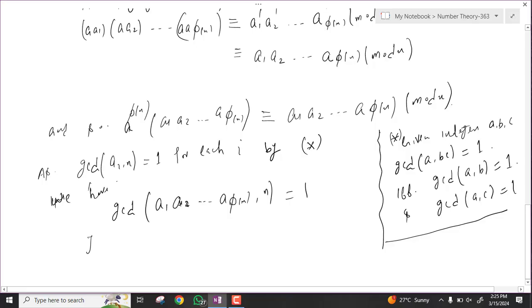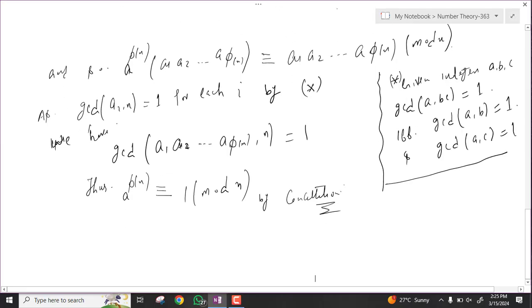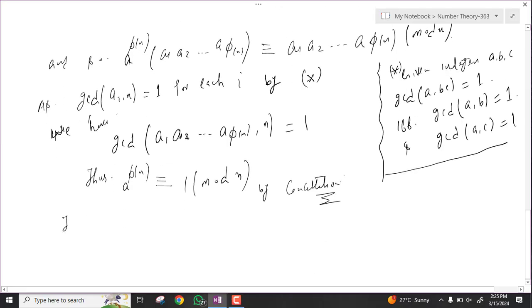Thus A power phi of n is congruent to 1 mod n, by cancellation. So this proves Euler's theorem.